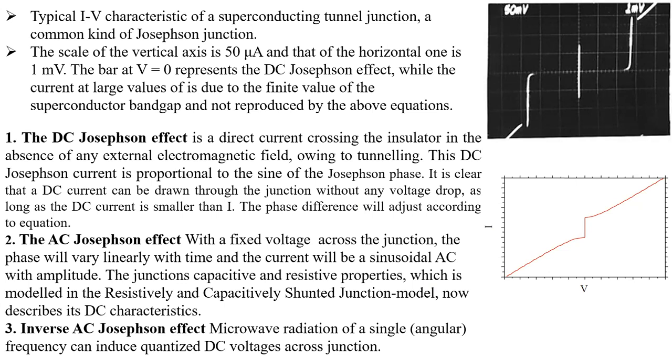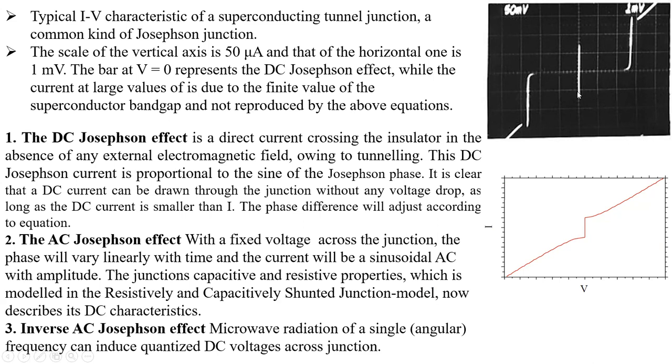This is the typical IV characteristic on the right side. You can see that for the superconducting tunnel junction, which was studied by Josephson and is known as the Josephson junction, this is about 50 millivolt, this is about 1 millivolt. Here, what happens if you apply a potential? It rises, increases very sharply to a great extent, and becomes constant. Here there is no barrier.